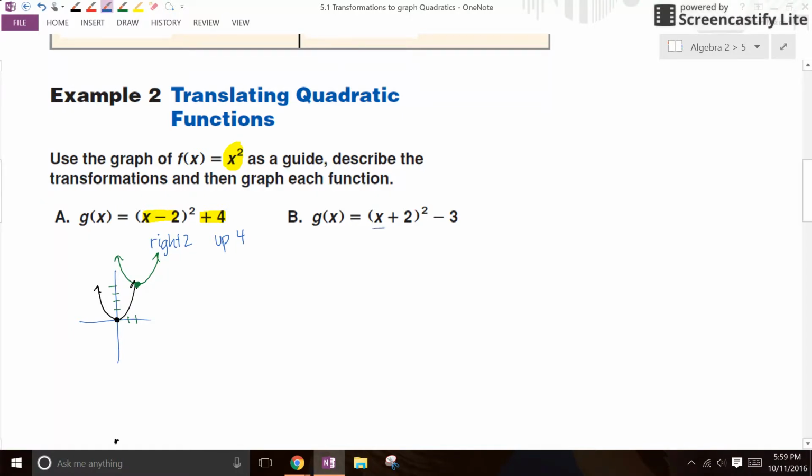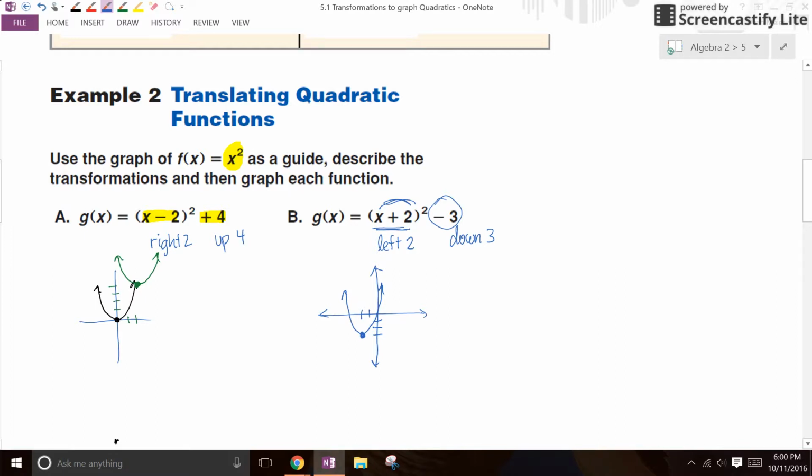Now let's look at this one again. Something happening to the x that is horizontal, left and right. You got to think opposite. So +2 is actually the opposite direction, or what I will call left 2. And then something added to the entire function, the x squared function, is getting a -3 on it. That's going to move it down 3. And so when I graph this bad boy, I'm going to go left 2. I'm going to go down 3. And then I'm going to put my magic dot, my vertex, and I'm going to go up and to the right and up and to the left, and you have a graph.